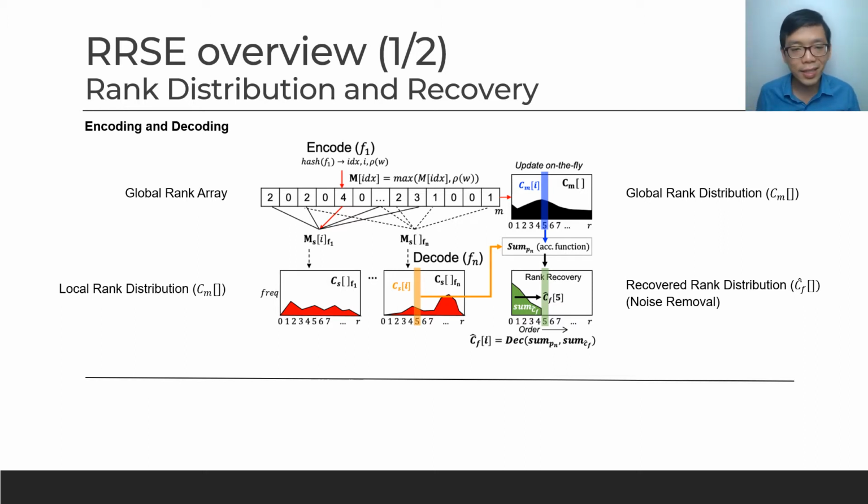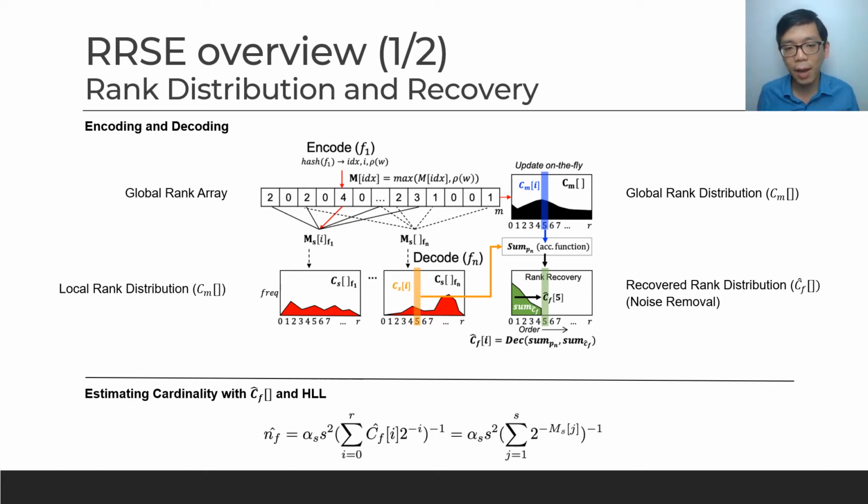When we want to decode the flow, we get the flow's local rank distribution. From the global rank distribution and the local rank distribution, we recover and calculate the recovered rank distribution. After that, we can estimate the cardinality of the flow using the HyperLogLog encoding. We can apply the HyperLogLog estimation with the recovered rank distribution without changing the formula.